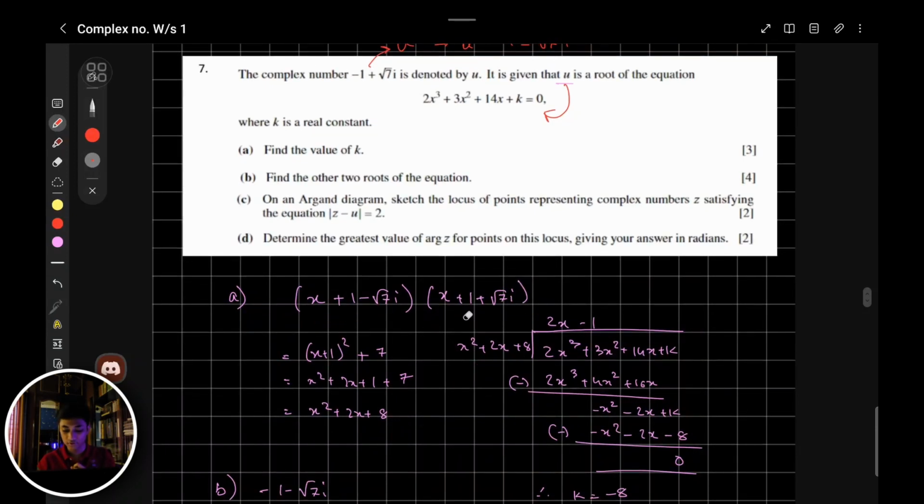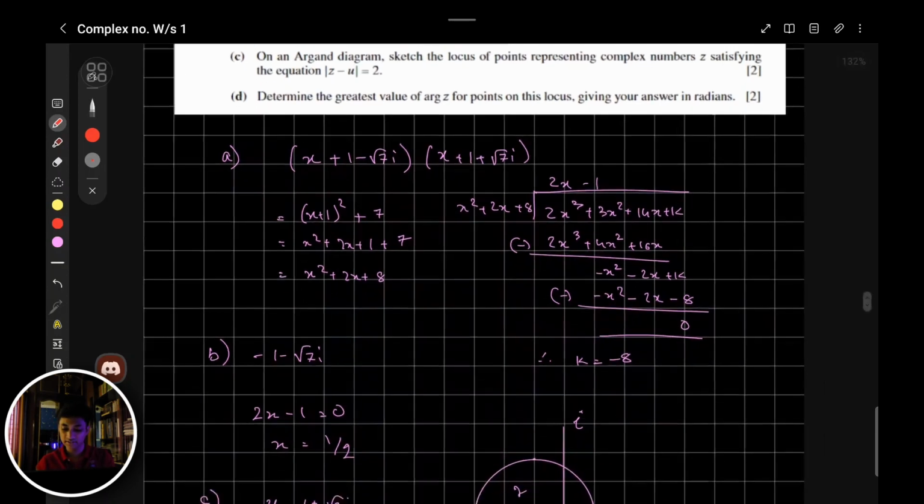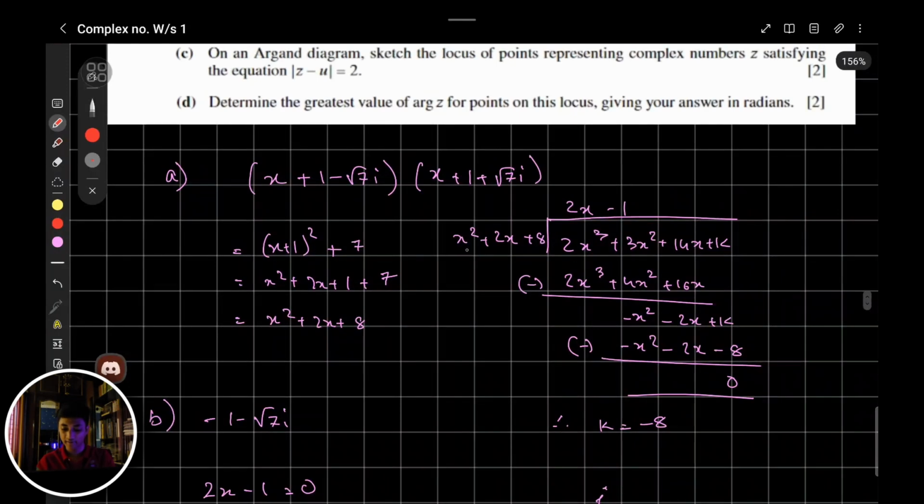Great. So you can divide this entire equation by this factor, get a quotient, and you know that at the end the remainder should be 0. So from this you will get the value of k. So how did we do this? First of all, we have x squared plus 2x plus 8. So you can multiply 2x to get 2x cubed. 2x multiplied by x squared is 2x cubed, 2x times 2x is 4x squared, 2x times 8 is 16x.